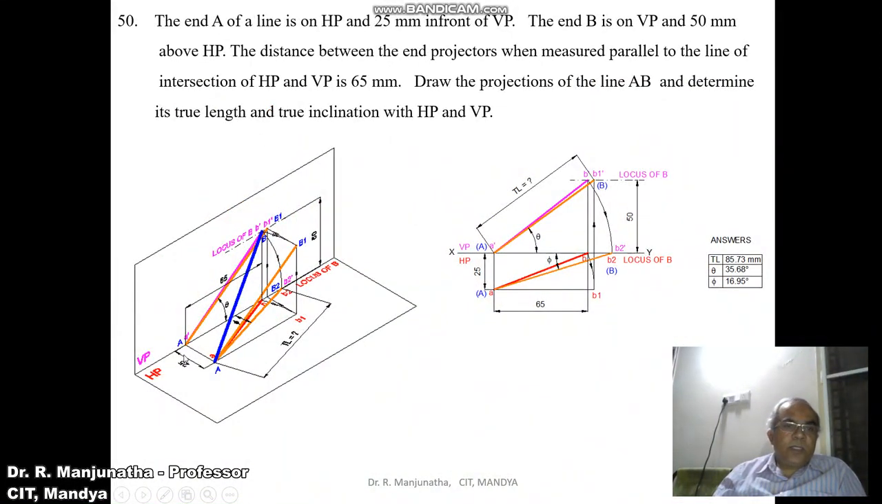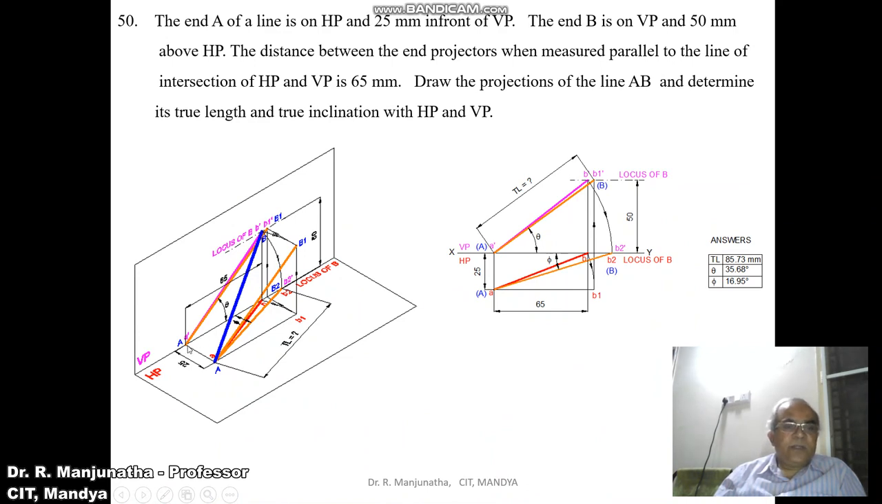Now, here the NDA is in the horizontal plane and the NB is in the vertical plane. Now, with capital A as center and capital AB as the radius, the line is rotated in space so that it becomes parallel, and the image is also being rotated in the vertical plane.